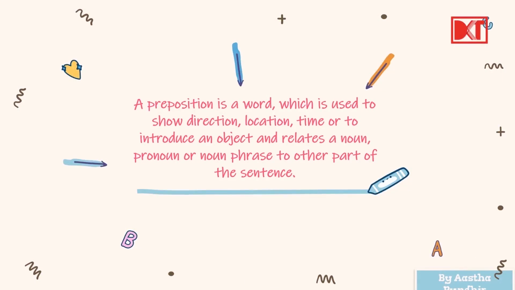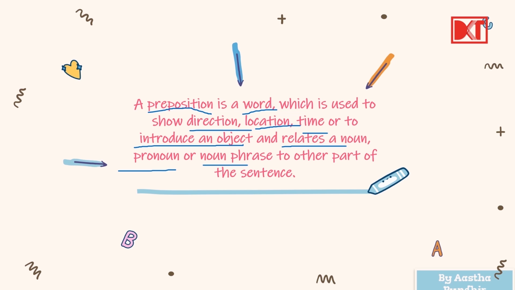So, इसके हिसाब से हमारी जो prepositions की definition आई वो है, यहाँ पे मीनिंग है, a preposition is a word which is used to show direction, location, time, to introduce an object, relates a noun, pronoun or noun phrase to other part of the sentence.